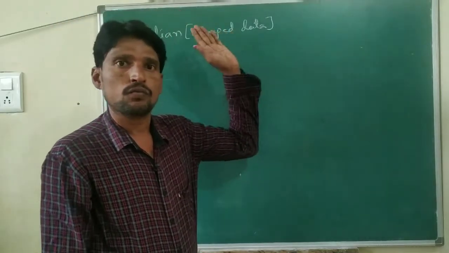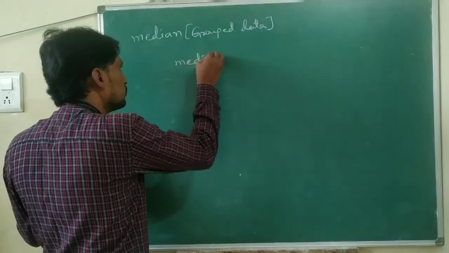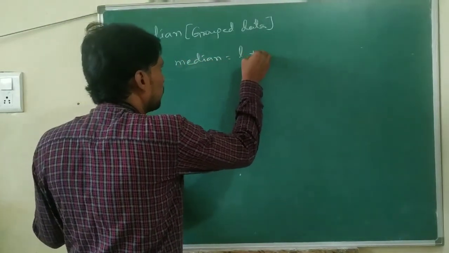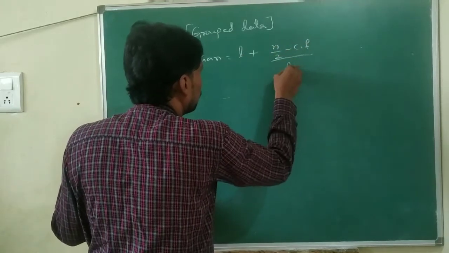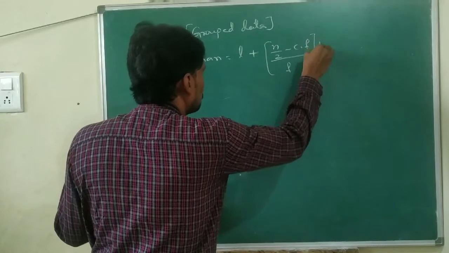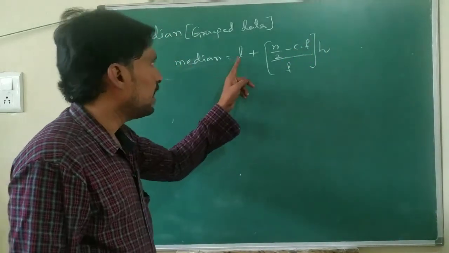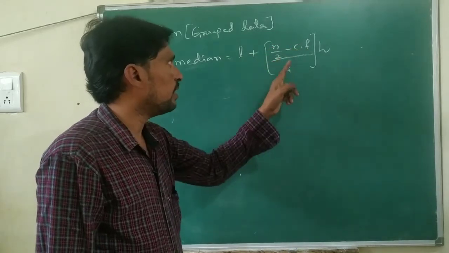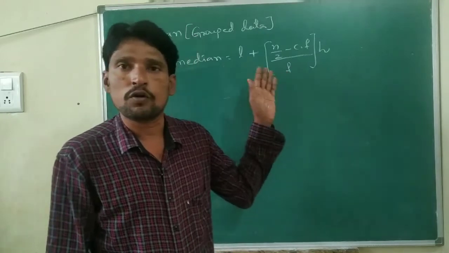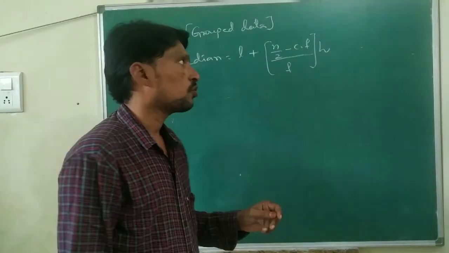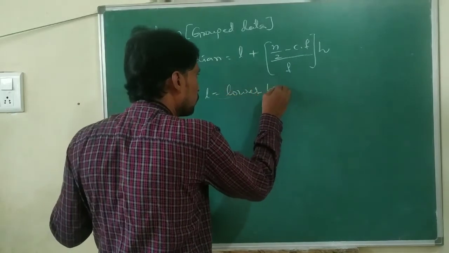Now median for grouped data. So median equals L plus ((n by 2 minus CF) by F) into H. This is the identity. So what is the median? L plus ((n by 2 minus CF) by F) into H. Here L means the lower boundary of the median class.